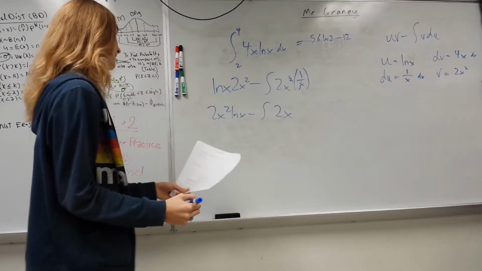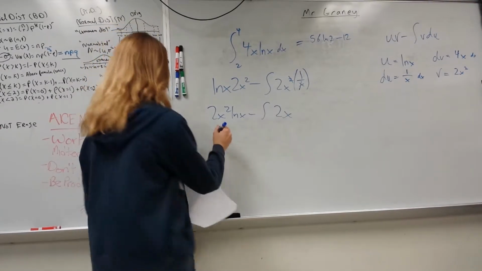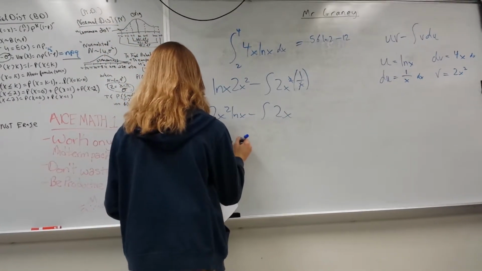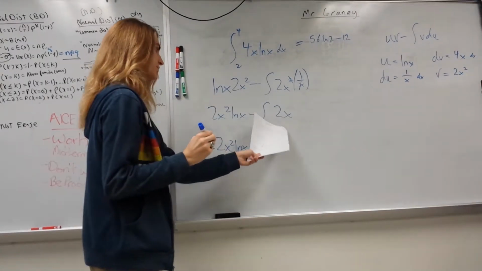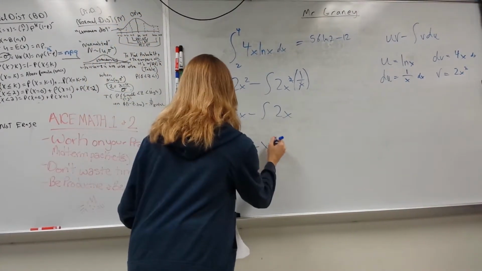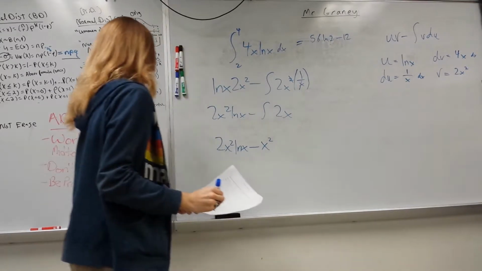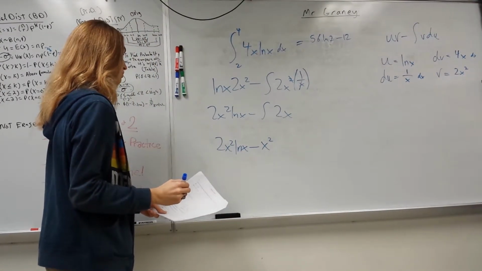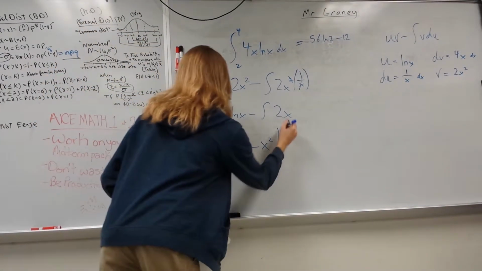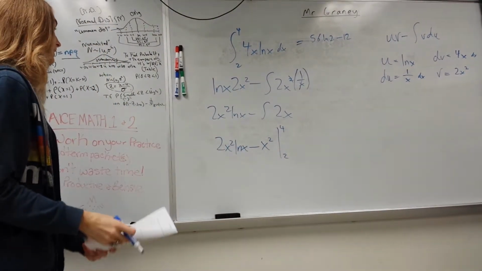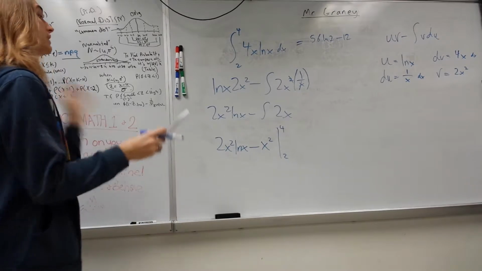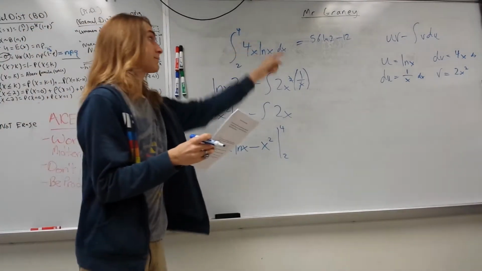Okay, so we have this: 2x squared ln of x minus x squared, the integral of that, which is x squared. And we're evaluating it from 2 to 4. Okay, so that is the integral, and now we just need to prove that it's that by plugging in those numbers.